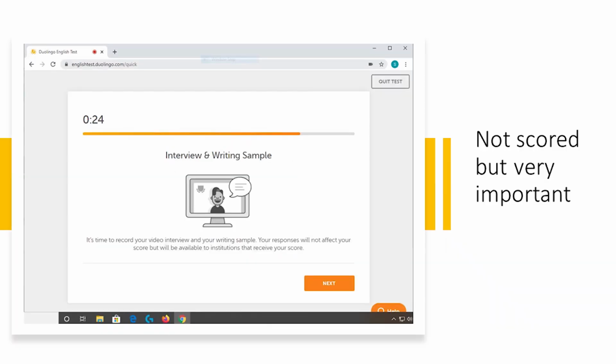When you get to this slide, this is telling you to prepare for an interview and writing sample. These are the samples that are sent to the universities that you're applying to. These are actually not scored. But this does not mean that they're not important. They're very important because it gives the university another chance to hear you speak or to read a sample of your writing. Since the focus for today is writing, let's take a look at the type of prompt you'll receive.